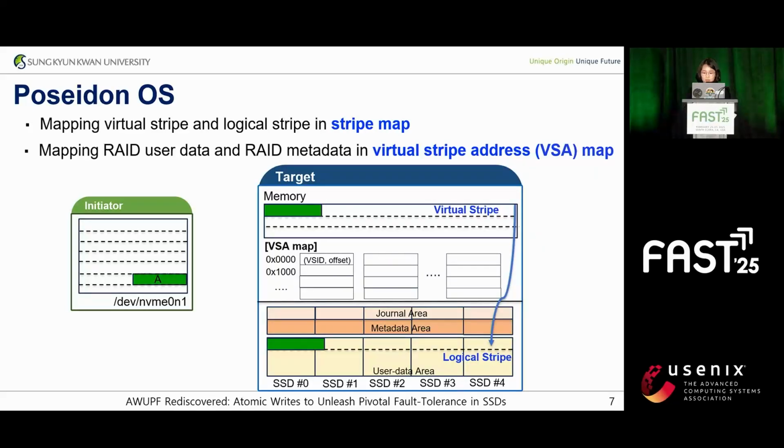Next, the VSMap update is committed to the journal area. After this, the in-memory VSMap is updated accordingly. Here, the VSMap refers to the mapping of both RAID user data and RAID metadata based on the host address. Each entry in the VSMap contains a VS ID, which means virtual stripe ID, and an offset. Since each virtual stripe is directly mapped to the logical stripe, knowing the VS ID and the offset within the stripe allows us to determine the exact physical location of the data on the SSD.